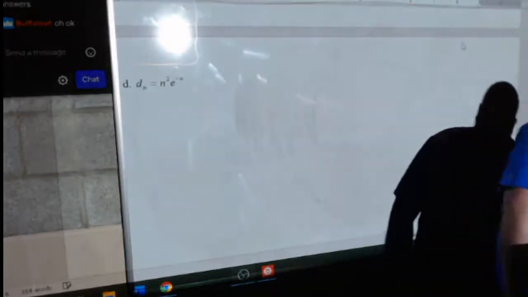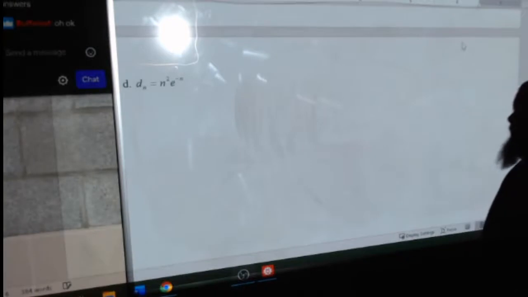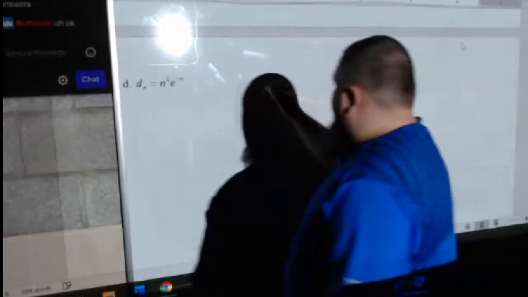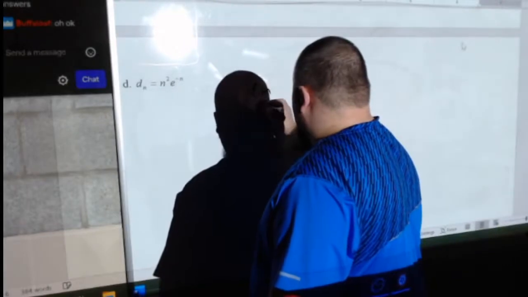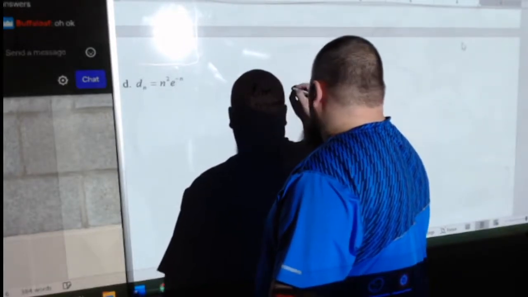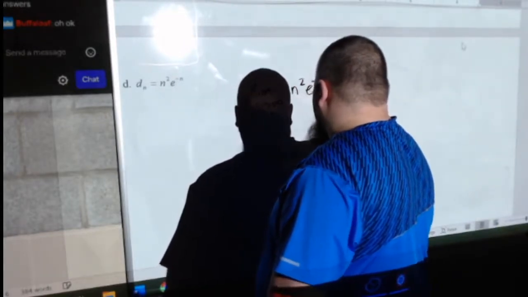All right, so this is another example here. I would take the limit as n approaches infinity of n squared e to the minus n.